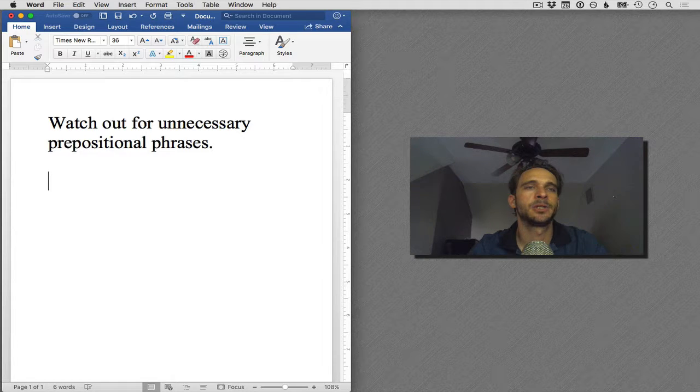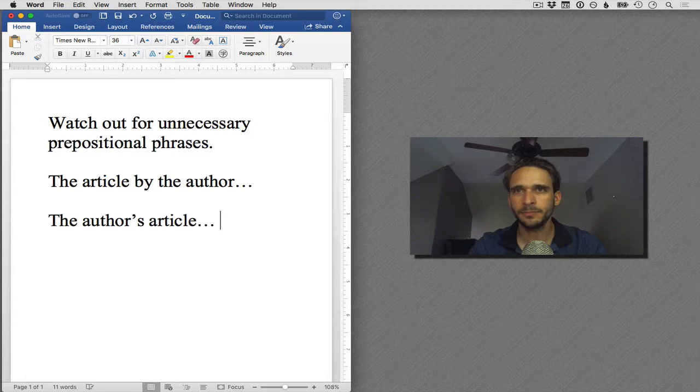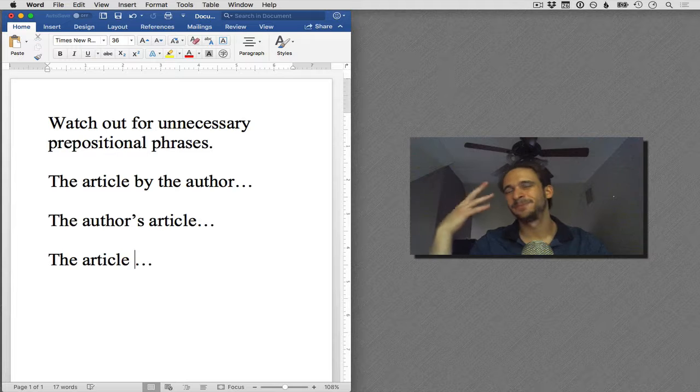I should have written down an example. If you say something like the article by the author, right? So by the author is a prepositional phrase, right? It adds a little bit of information, but it shows the relationship of the article to the author. This is a wordy kind of construction, right? So you can instead say the author's article, right? That sort of thing. If you say the article in the newspaper, is a prepositional phrase, does it add anything? Could you just say the article? I think a lot of times you can.